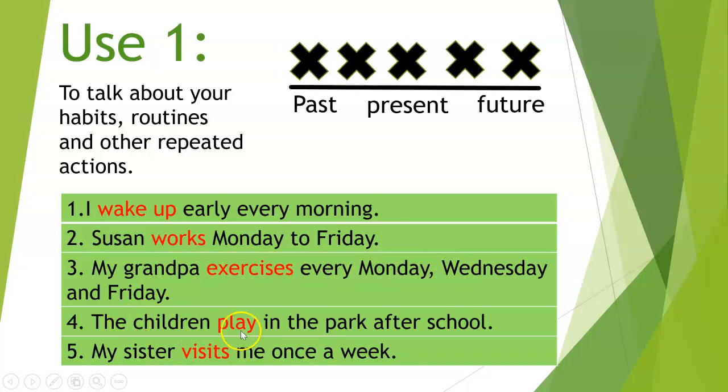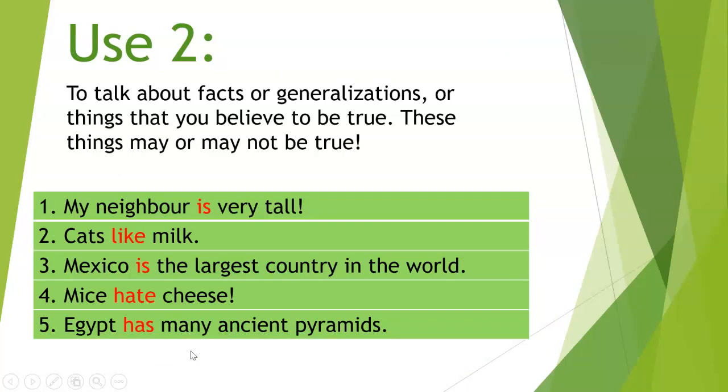Number 4, the children play in the park after school. And number 5, my sister visits me once a week. So here we can see the simple present being used to talk about habits, routines, and other repeated actions. I wake up. Susan works. My grandpa exercises. The children play. My sister visits.